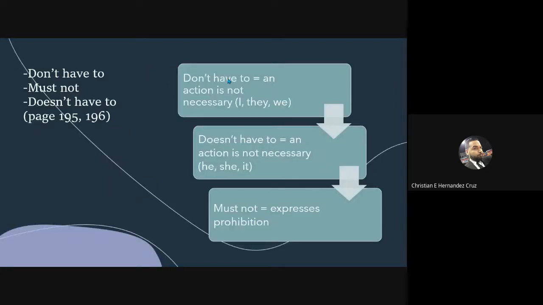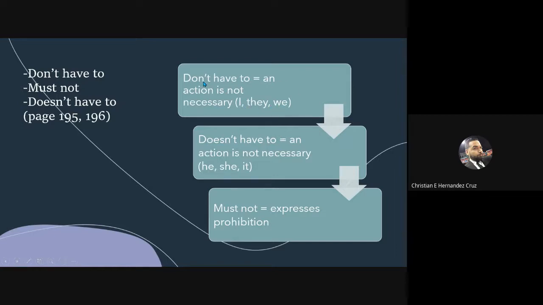Okay. So now for don't have to, must not, and doesn't have to, on these two pages, 195, 196. For don't have to, this is basically expressing that an action is not necessary. Actually, doesn't have to functions in pretty much the same way, except we use either don't or doesn't depending on the pronoun. So that's where this comes in. So it's either I, they, or we.